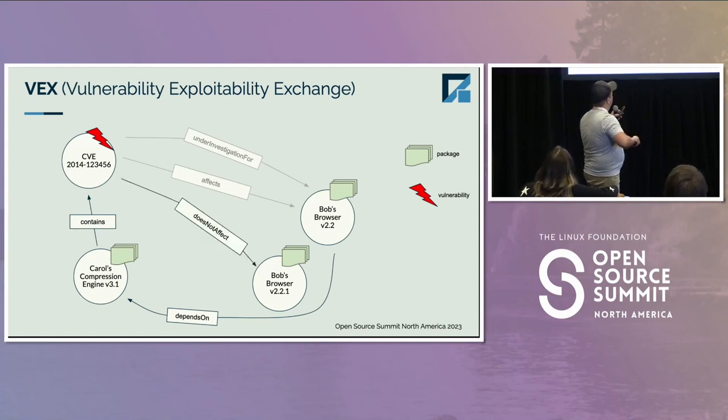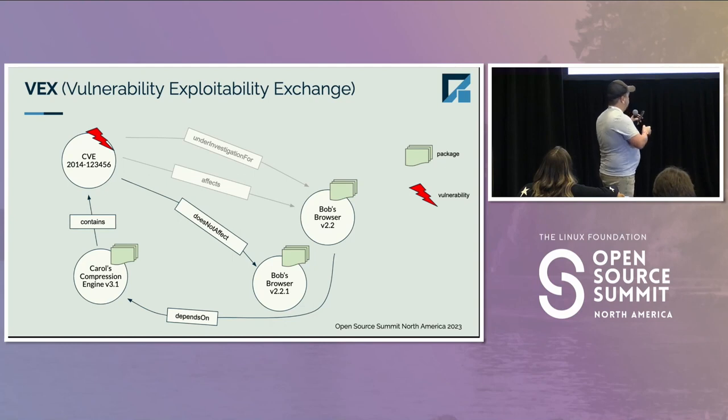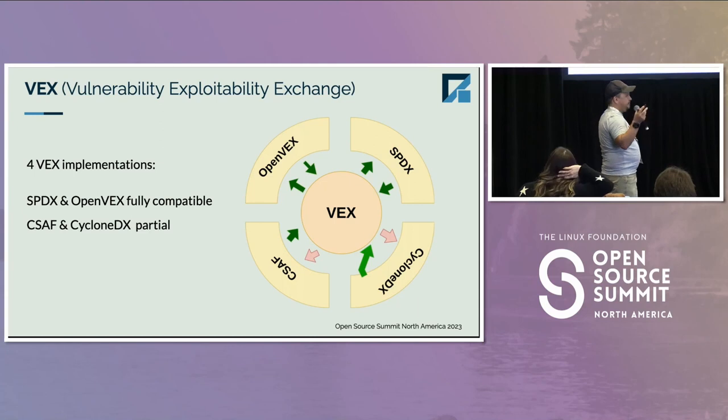So what Bob issues is a new message that says, even though I'm shipping you Carol's compression engine which is affected by a CVE, I have mitigated it, and I'm marking it as not affected. And so this is the way that Vex conveys messages down the wire.